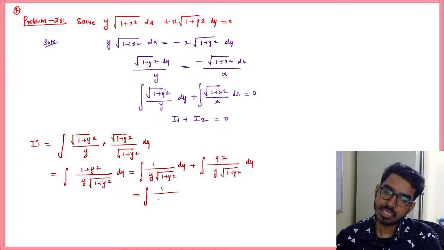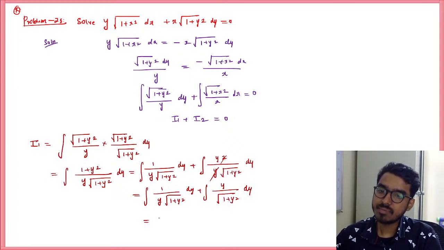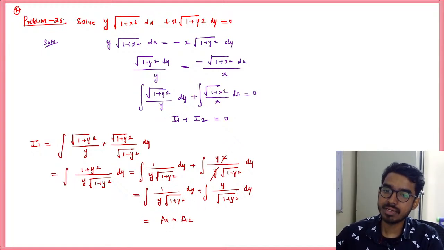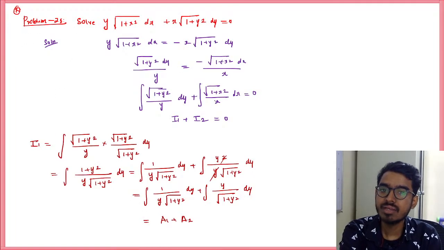In the second integral, one y will get cancelled. So we have y divided by root of 1 plus y square dy. We need to perform this integral also. Let us call this a1 plus a2. Now we will find a1 and a2 and then substitute here. If you perform this integral, you just have to change the variable from y to x. Performing this integral is the same as performing that integral. You just have to convert y to x.